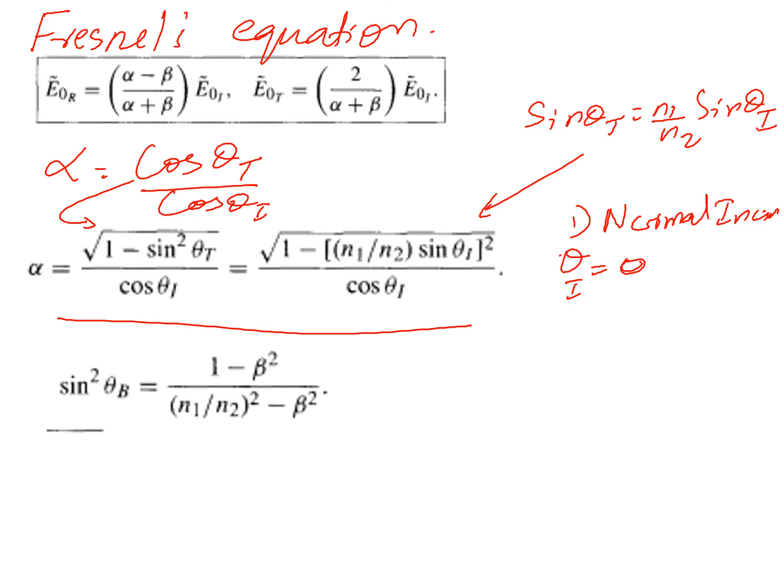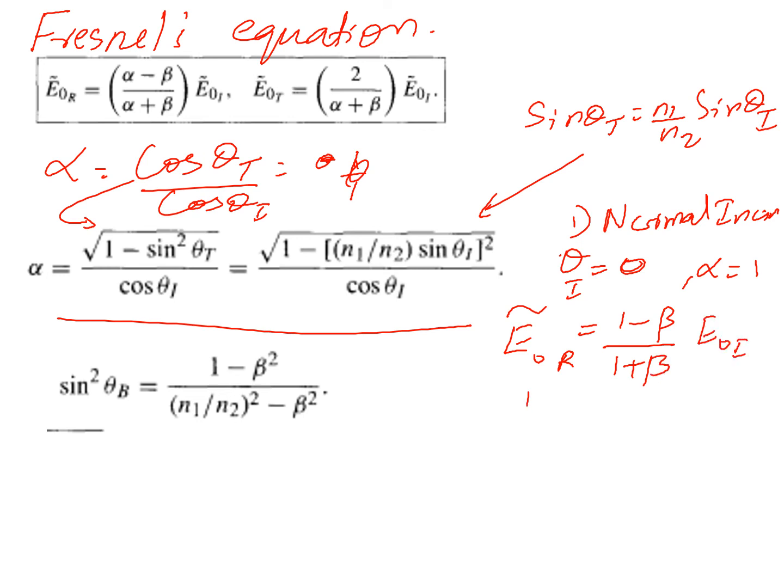In case of theta I equal to 0, theta t is also equal to 0. Then cos 0 is 1, so 1 by 1. In that case, alpha will be equal to 1. So when alpha equals 1, you can write E0R equal to 1 minus beta divided by 1 plus beta times E0I, and also E0T complex equal to 2 divided by 1 plus beta times E0I.